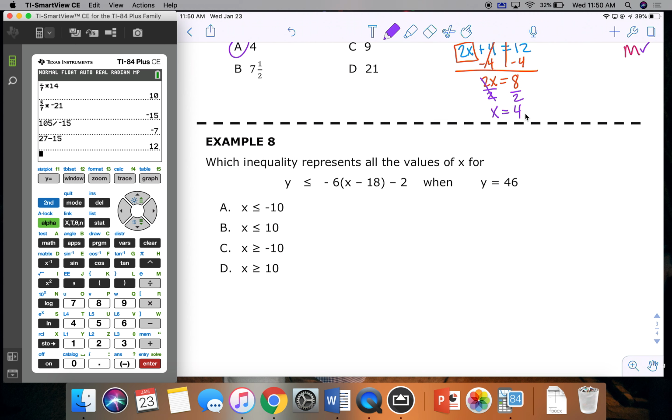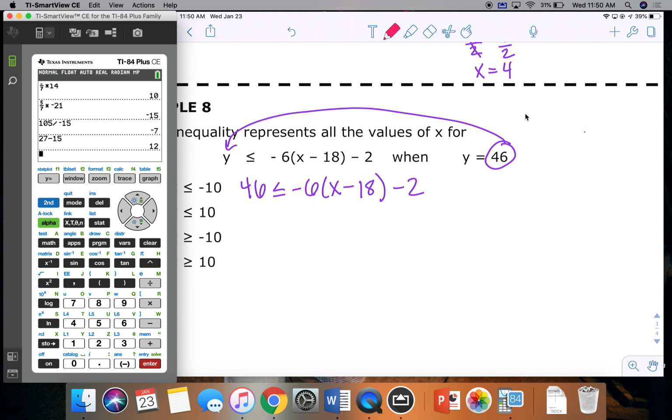And example 8, they want me to figure out which inequality represents all the values for x. We have this starting inequality and we know that y is 46, so I'm going to replace y with 46 and then solve for x. When solving for x, we use Don't Call Me After Midnight.